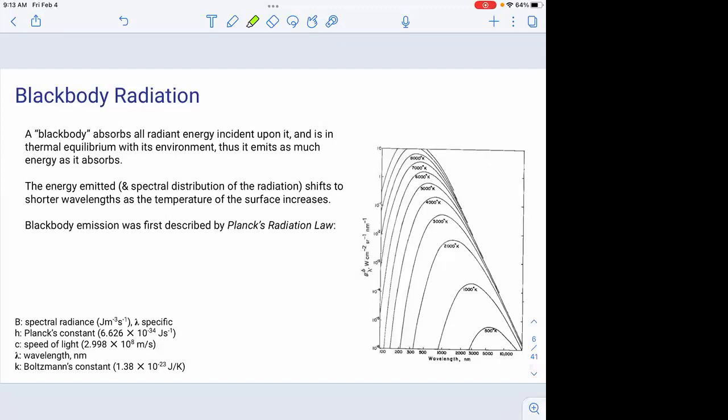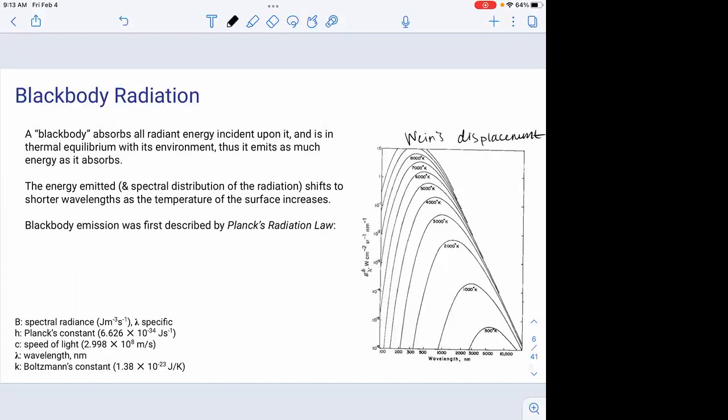we're really concerned about the light part right here for spectroscopy. So the energy emitted in the form of light, that is, the spectral distribution of that light, shifts to shorter wavelengths as the blackbody surface temperature increases. That's depicted over here on the right. This is an example of Wien's displacement law. And we'll talk about that in a minute.